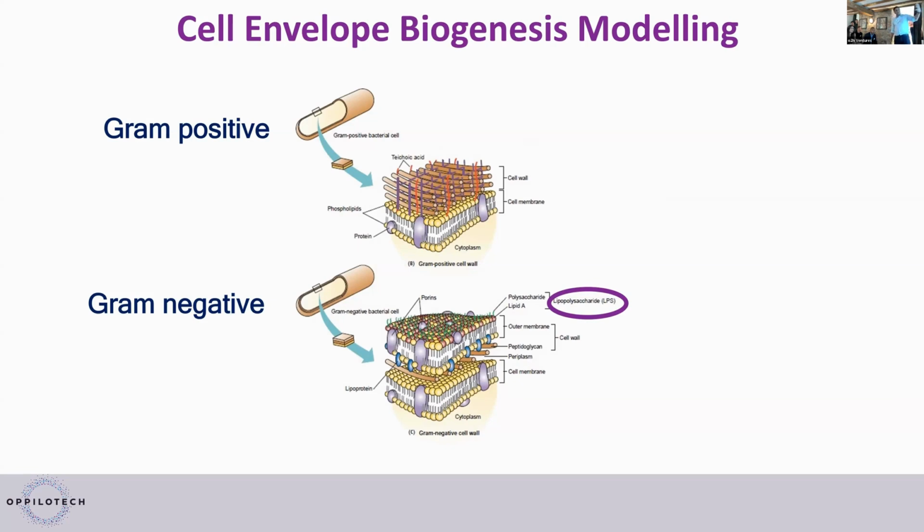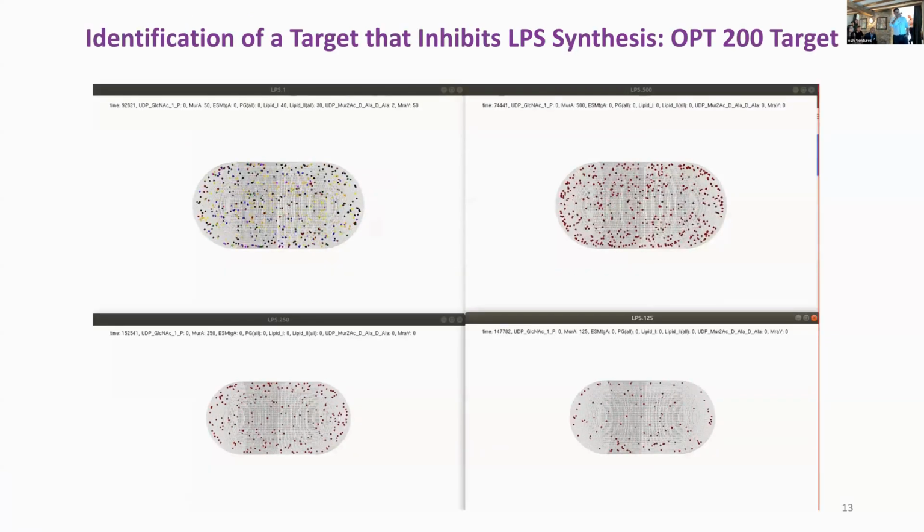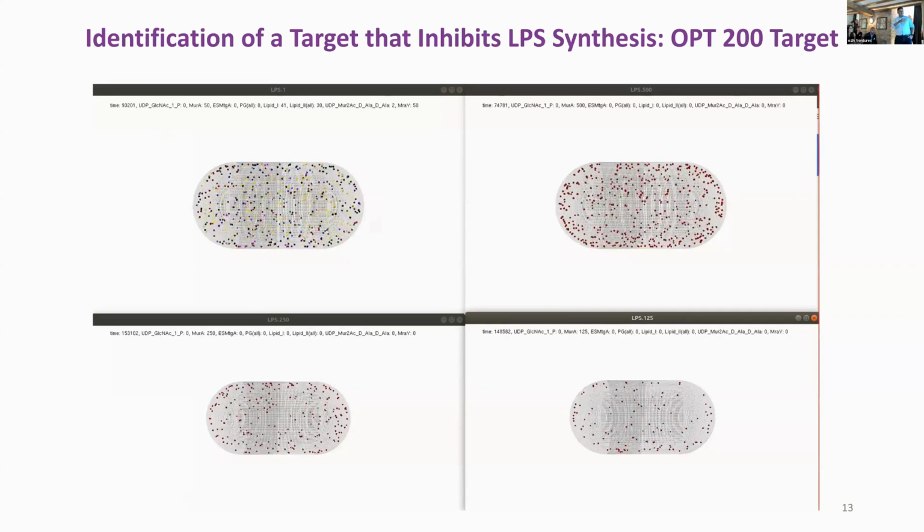Bacteria can be divided into gram-positive and gram-negative. Gram-negative have this extra outer wall, which makes treating them really challenging. So what we did was we modelled this outer wall using this platform, specifically the LPS. Next slide. You can see the modelling animation again.